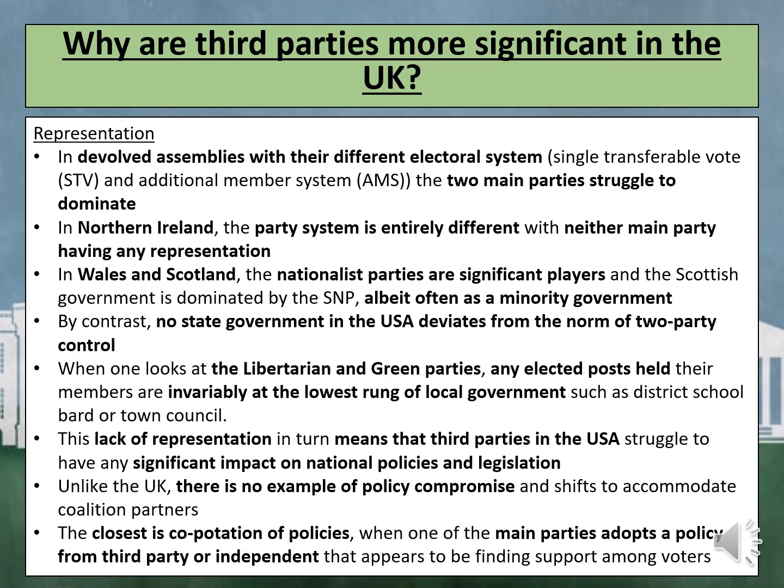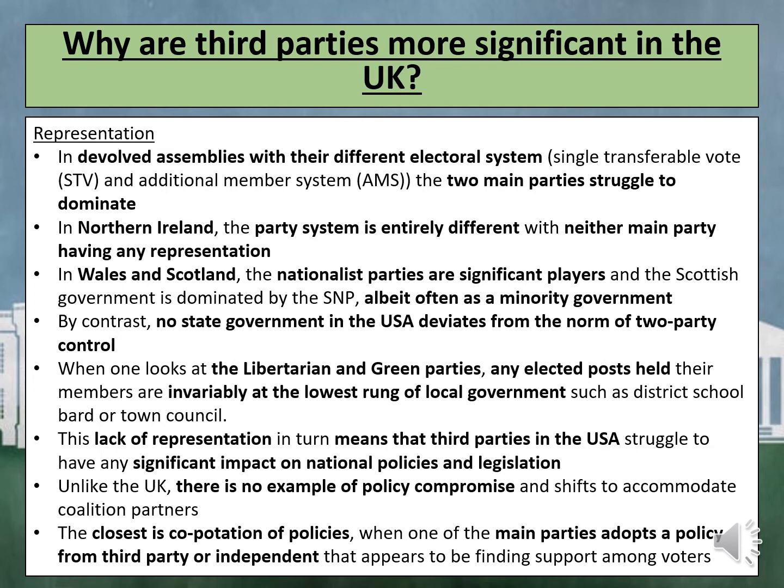Now let's look at the representation of third parties. In devolved assemblies with their different electoral systems, the two main parties struggle to dominate. In Northern Ireland, the party system is entirely different, with neither main party having any representation. In Wales and Scotland, the nationalist parties are significant players, and the Scottish government is dominated by the SNP, albeit often as a minority government. Given the growth in powers of the devolved assemblies, third parties are additionally significant in these institutions.